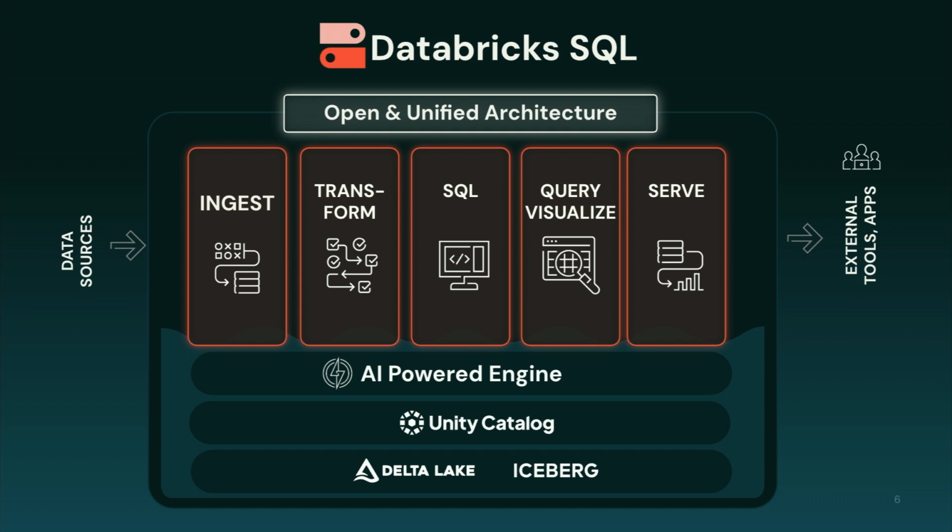Starting from the left, and this is a mental map for the rest of our session of how we're going to discuss and talk about DBSQL. There is ingestion, transformation, you have SQL capabilities, then you can visualize your queries, and then you can serve those results. And then these can be accessed from outside with any of the tools. I'll talk about all of those capabilities and how Databricks SQL has a complete suite of capabilities for all of these things.